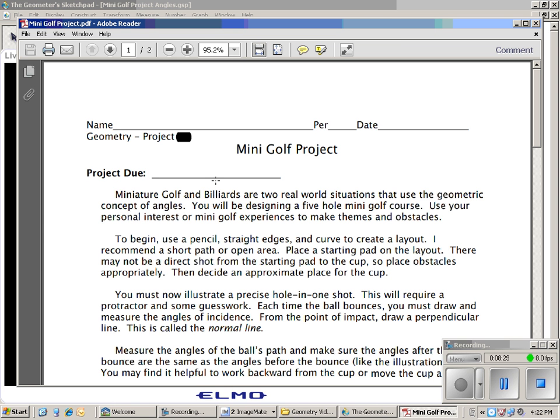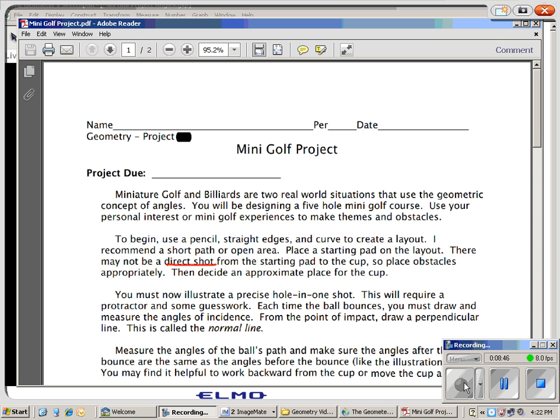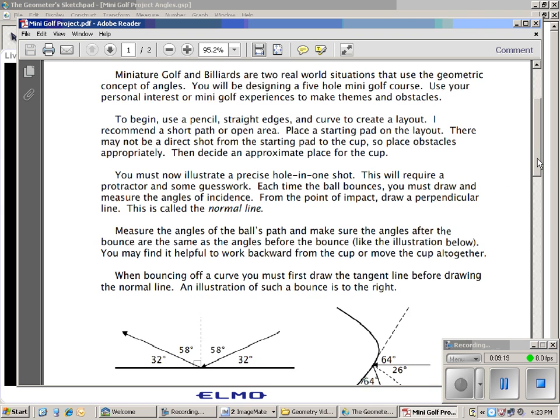Okay, so like I just demonstrated, you begin with a pencil and straight edge. You can also try some curves. There's a picture at the very bottom that talks about how to deal with a curve. There may not be any direct shot solutions, so there has to be at least one bounce. I probably put some in that have more than one bounce, just to make things interesting. Once you finish with that, you now need to show a precise hole-in-one shot, getting an idea of how it might work with the angle of incidence being the same as the angle of reflection. So you design five holes, and you have the five holes and the solutions.